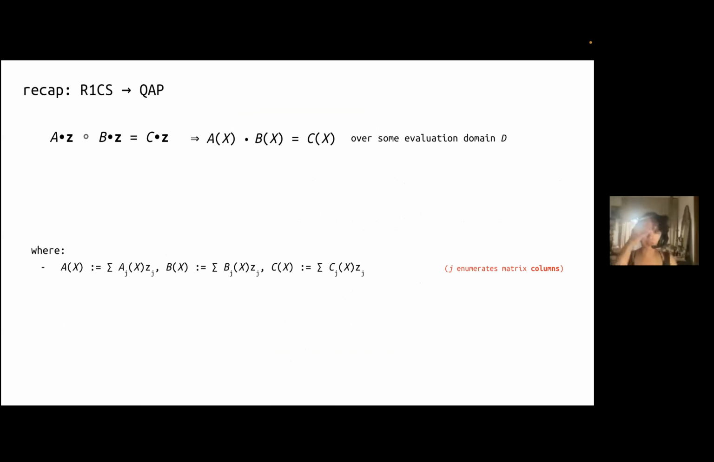So now we have a polynomial identity, and it holds over some evaluation domain D. And what is this evaluation domain? It's precisely our roots of unity. It's precisely the number of gates we have. So at each gate, this identity should hold.